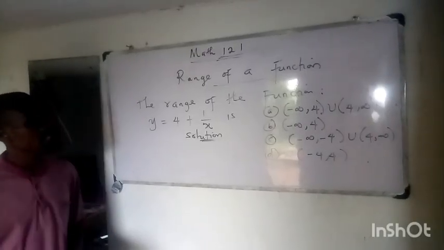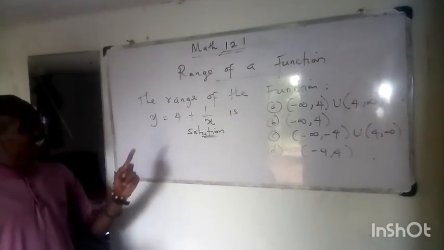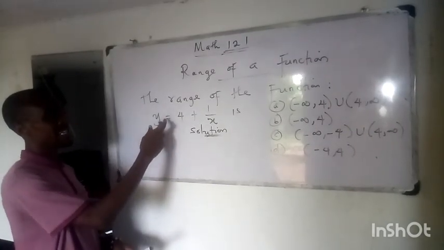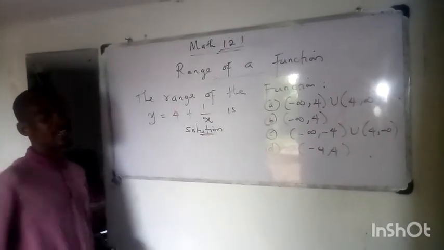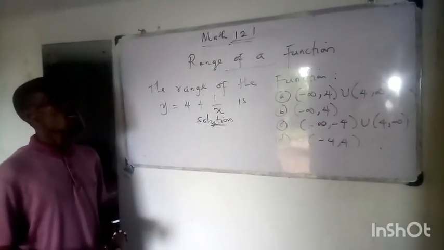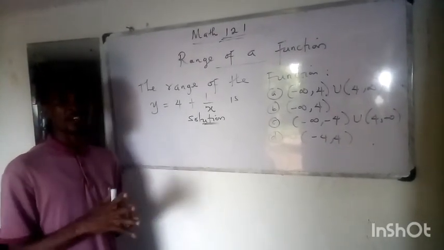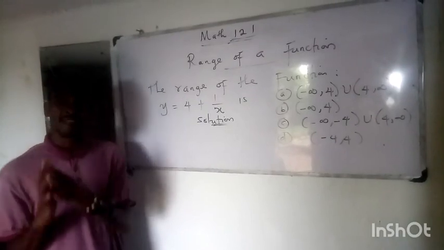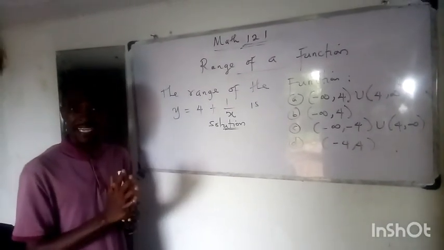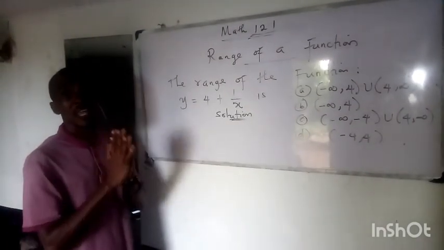So we're looking at the range of a function. Now let's look at this question. The range of the function, this is the function, y equals 4 plus 1 over x. So it's a function of x. Now when we are asked to find the range, remember we said under the introduction of the concept of function that the set of values of y, which is the output values, represent the range.